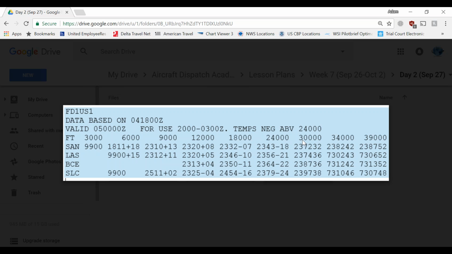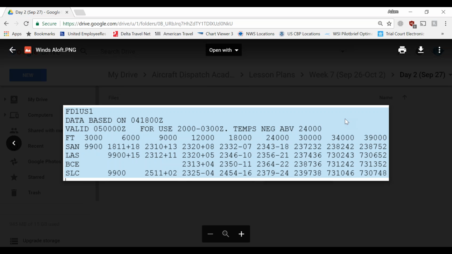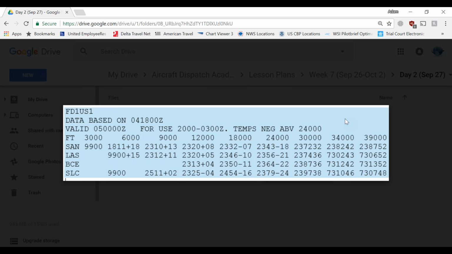Other than those of you that know, does anybody notice anything weird about the winds aloft? I think we were planning up in this range, 34,000 to 39,000 feet. San Diego to Salt Lake, right? I think 39 is what I'm flying.